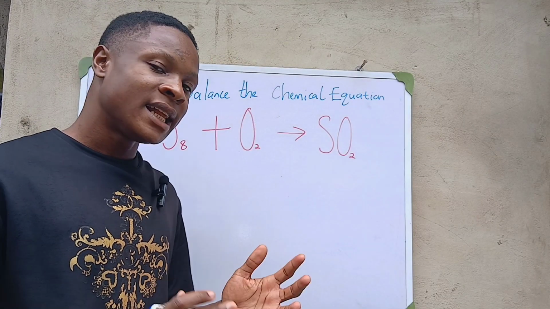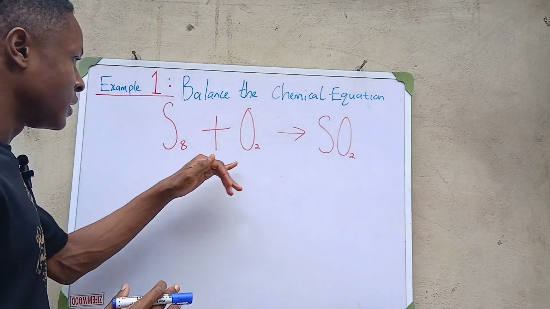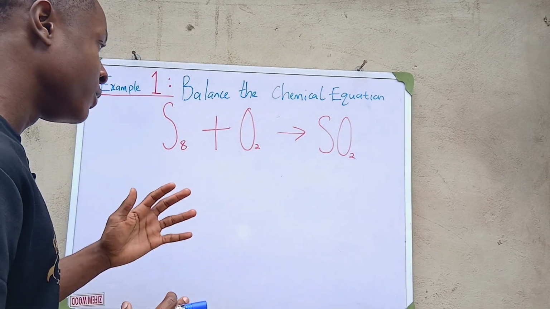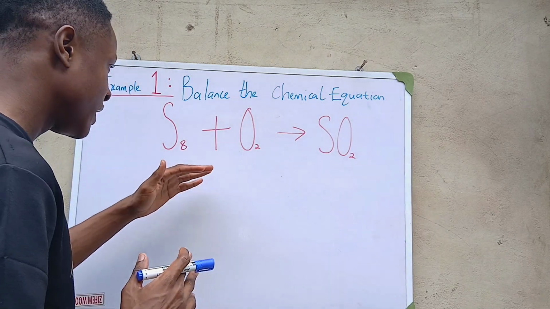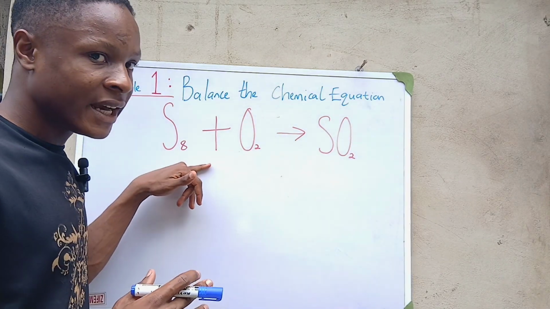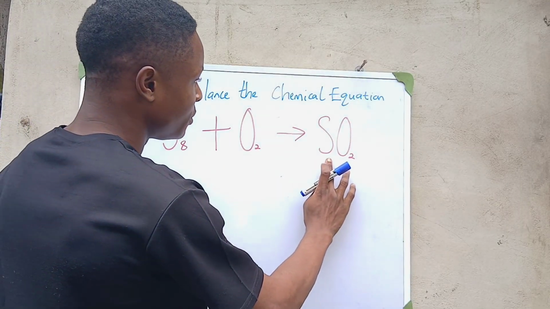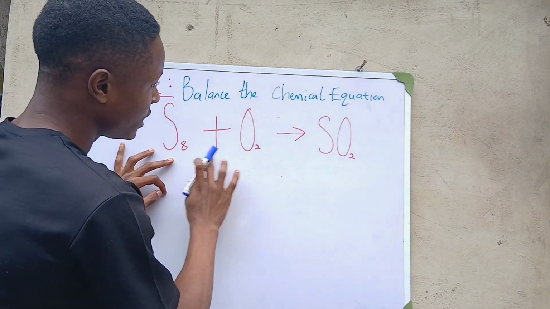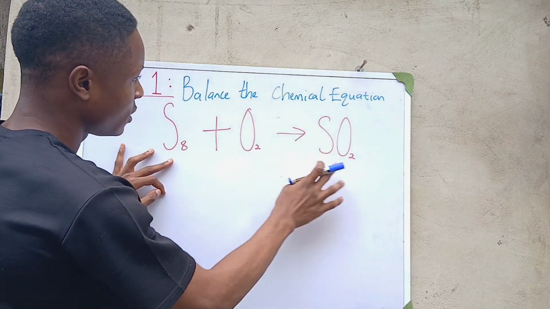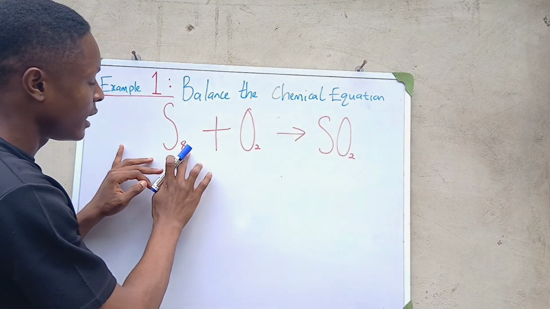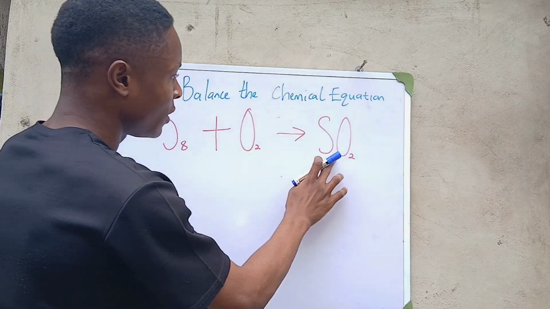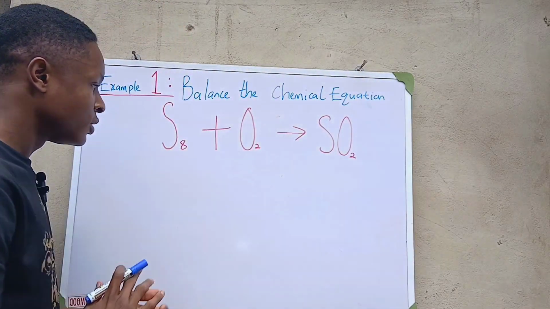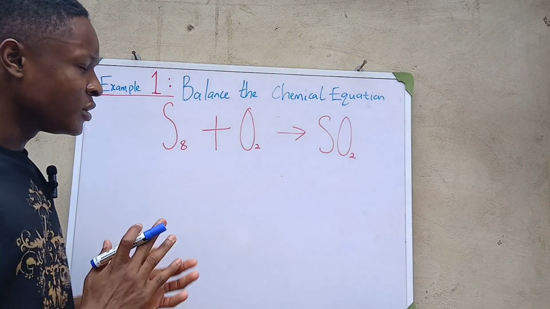Example 1 says balance this chemical equation. The first thing we are meant to do is to check if the reactant is equal to the product. We have S8 and S. We have O2 and O2. So it's not balanced. We have 8 atoms of sulfur here and 1 atom of sulfur here. So now we are going to balance it.